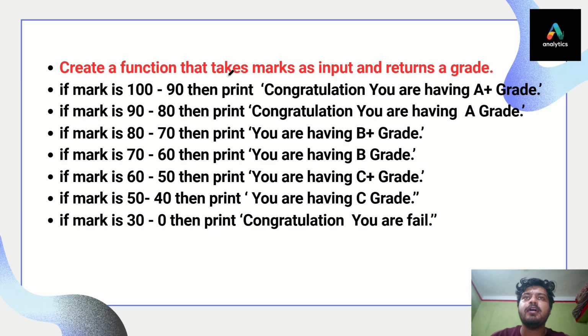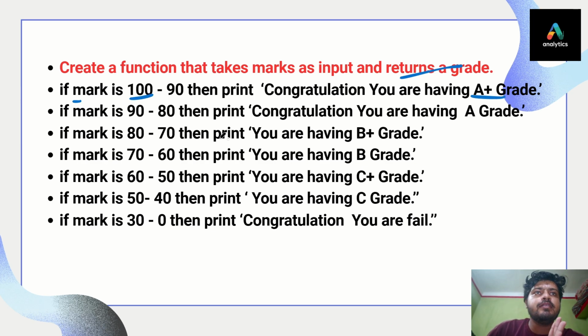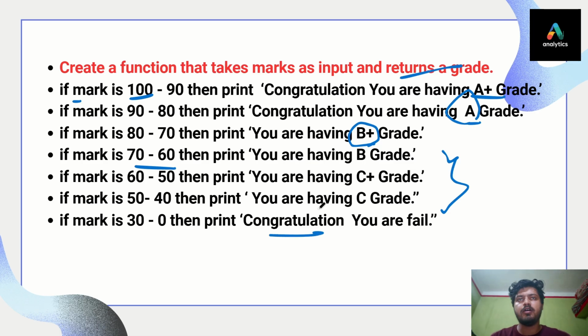Okay, let's have an example. Create a function that takes marks as an input and returns the grade. Okay, then there is a condition. If the mark is between 100 to 90, it will print you have A plus grade. Then 90 to 80, it will print A grade. If the mark is 80 to 70, that will print B grade. These are the conditions. We have to make a code for this grade.